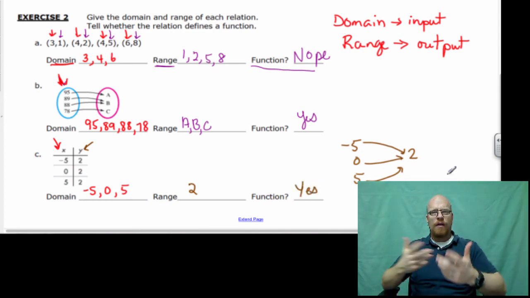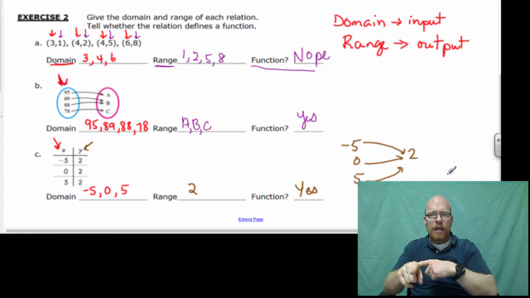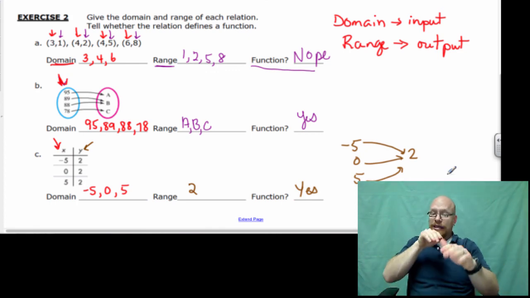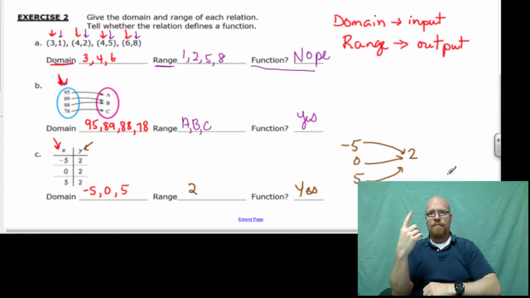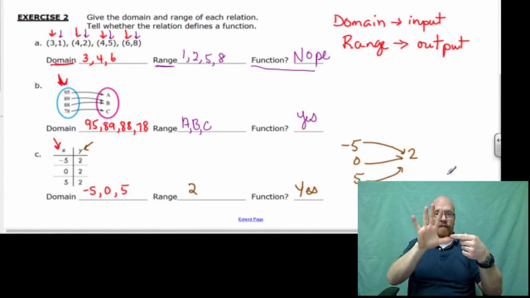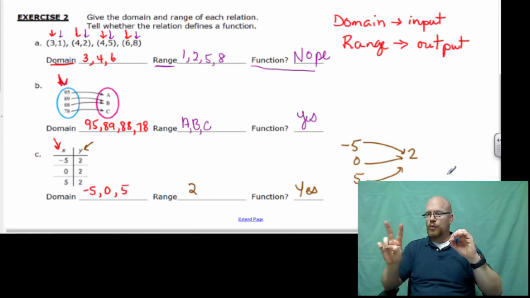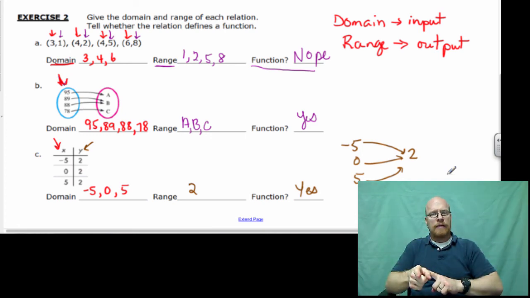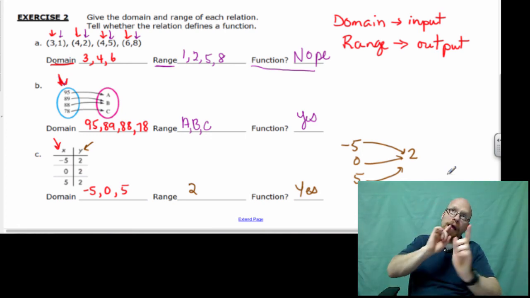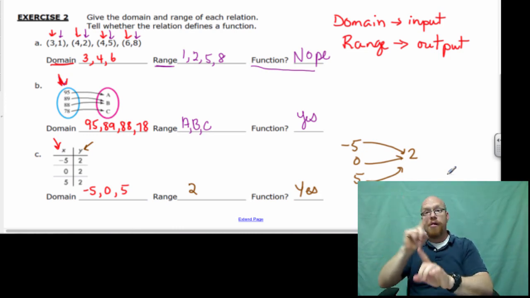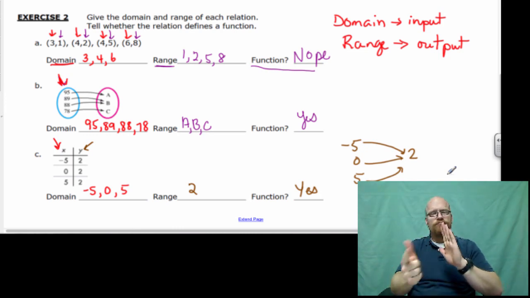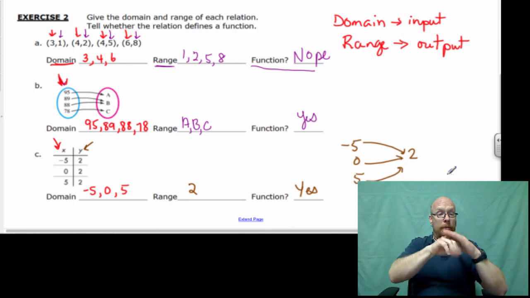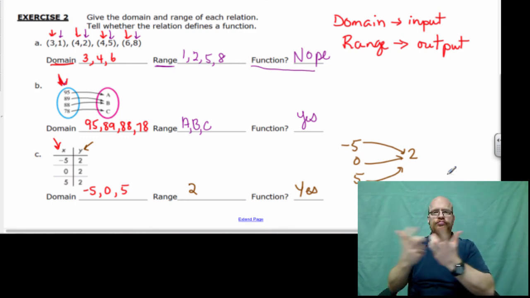So sometimes you might feel like, oh, we have all these inputs going to one answer. It's okay, but each input has one specific answer. -5 goes to 2, 0 goes to 2, 5 goes to 2, and that's okay. I can expect this value. It's not that sometimes this answer is this answer, or 5 becomes 2 and it becomes 1. We have one input and one output, and it matches.